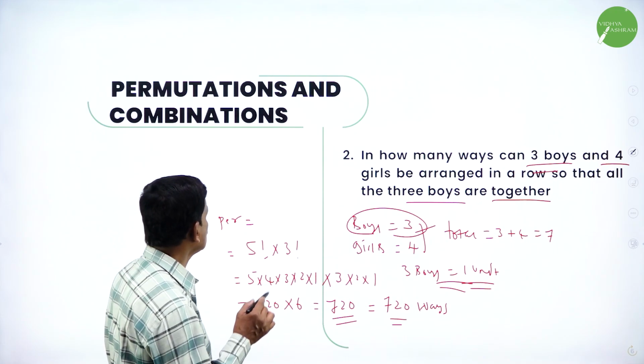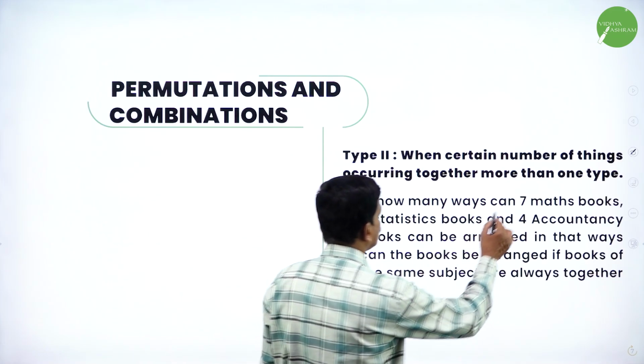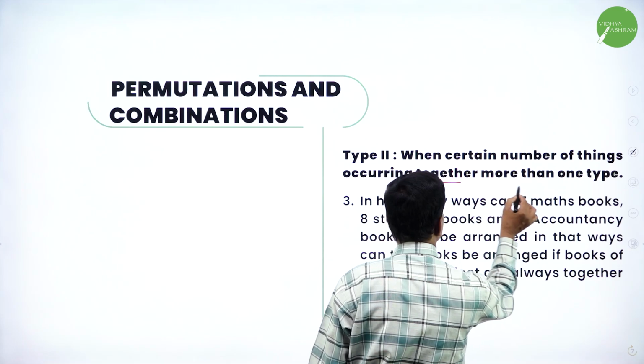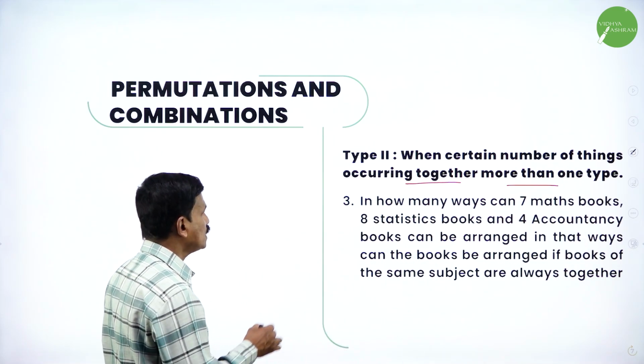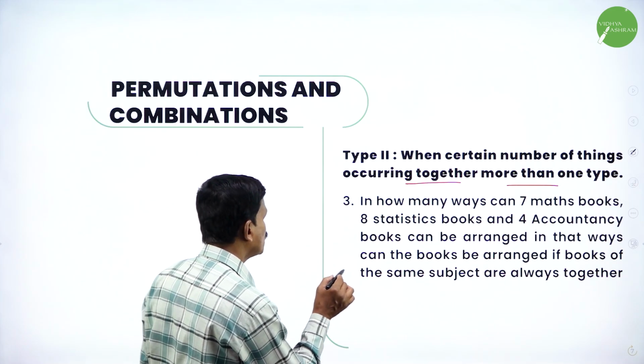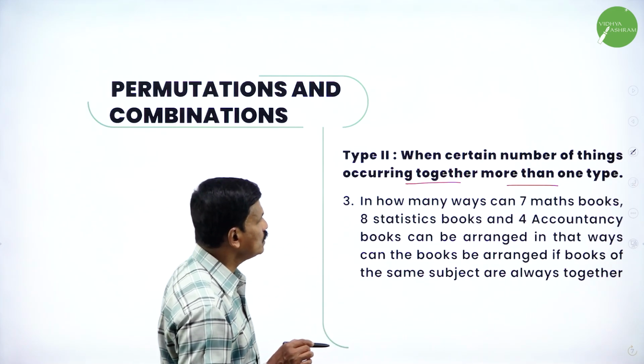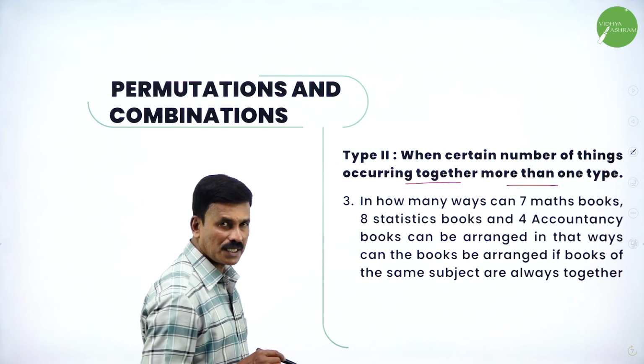Now move on to the next type, the second type of problem: when a certain number of things occur together more than one time. This is type 2. Let me take an example.